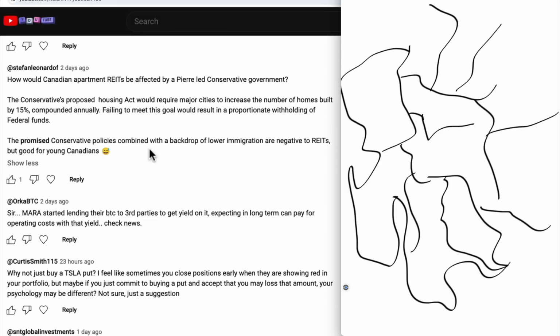I don't see them as being negative for REITs. If we're talking about apartment REITs, you still have a structural shortage of housing. I just don't see why this would be negative for apartment REITs. You can rent an apartment or you could buy a house. It's still going to be rather expensive to buy a house. You still need a down payment to buy the house. You can't escape that. You still have to pass the stress test to buy the house.